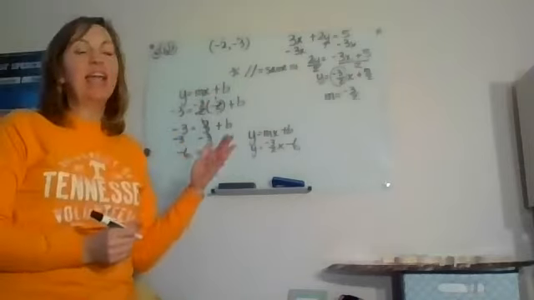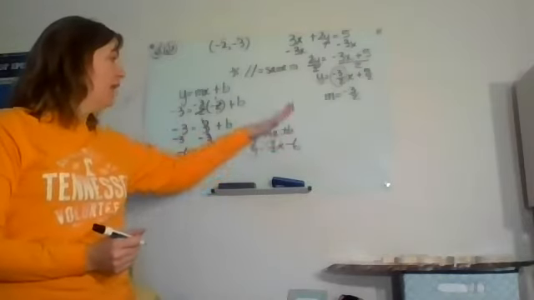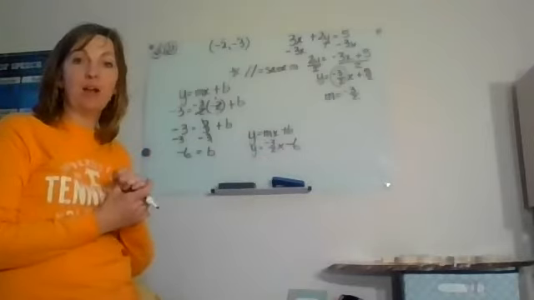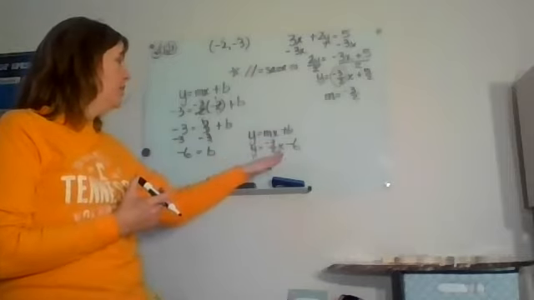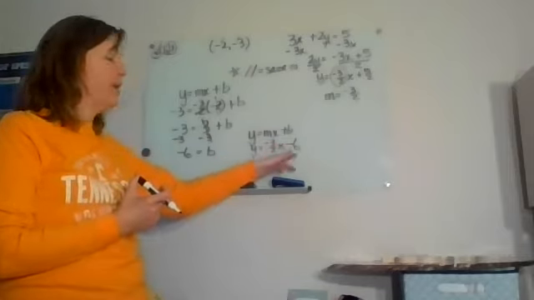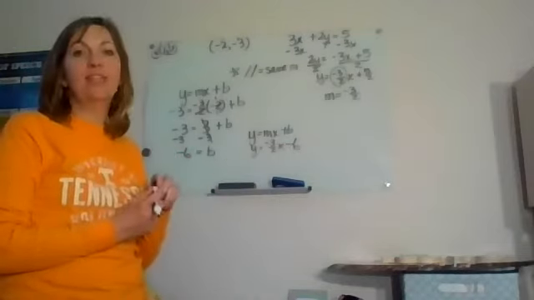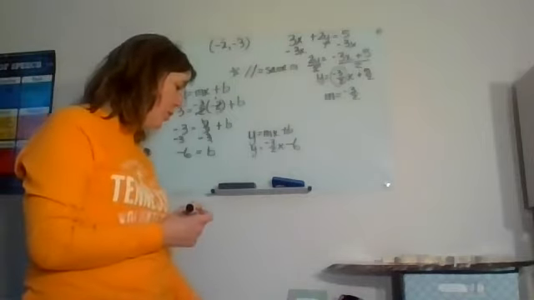Now I can figure out any point on this line, because remember, on every line, the slope and the y-intercept will be the same. That's my equation. I could find out when x is 0. If x is 0, y would be negative 6. I can find out any point on this line just based on this equation. So that's why the equations of lines are so important.